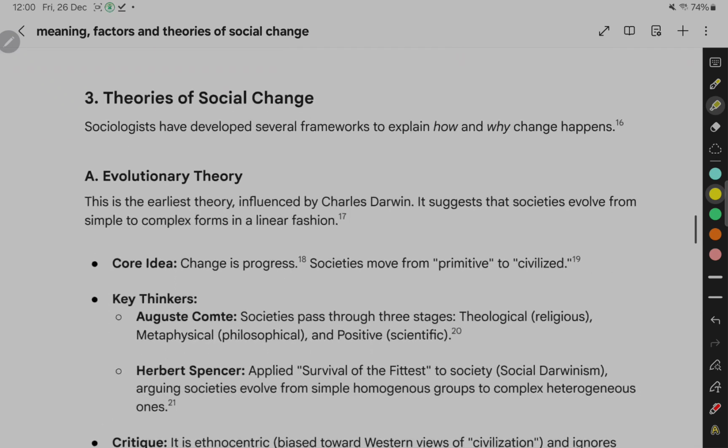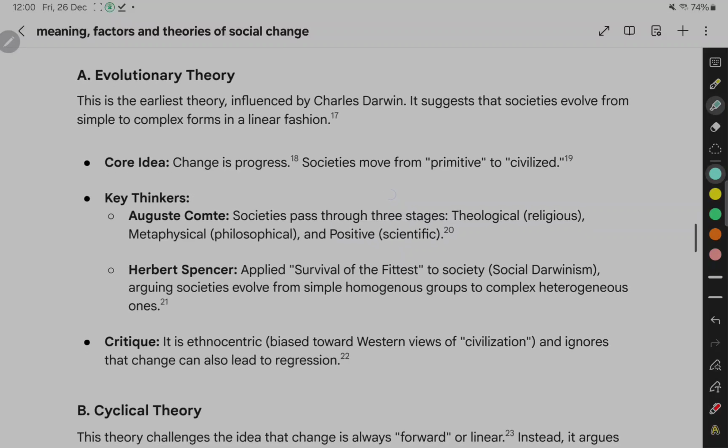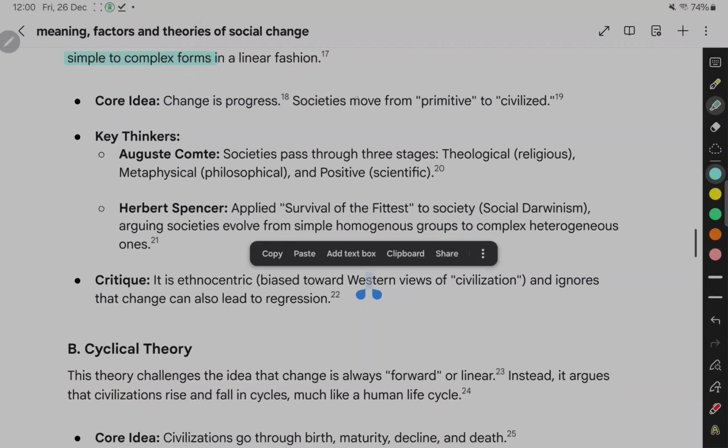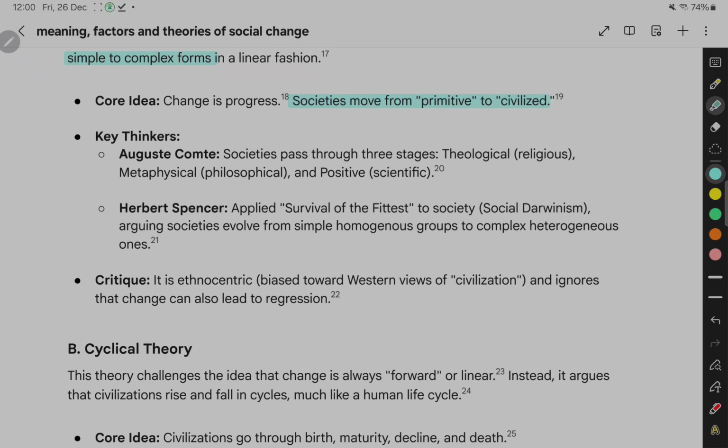3. Theories of social change. Sociologists have developed several frameworks to explain how and why change happens. A. Evolutionary theory. This is the earliest theory, influenced by Charles Darwin. It suggests that societies evolve from simple to complex forms in a linear fashion. Core idea: change is progress. Societies move from primitive to civilized.